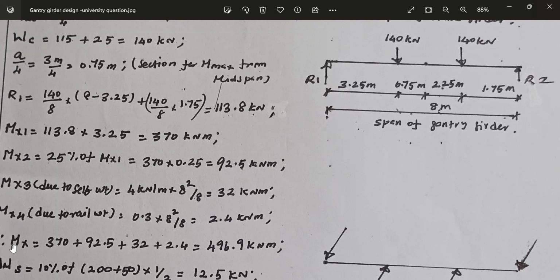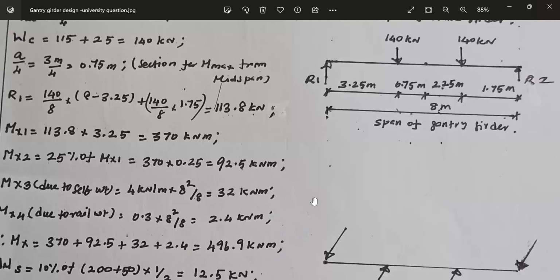Now, what is the total bending moment? We have to add Mx1, Mx2, Mx3, Mx4. Due to weight lifted and crab, it is this much. Due to impact effect, it is this much. Due to gantry girder self weight, it is this much. Due to weight of rails, it is this much. Add all of them: 370, 92.5, 32.4, it is 496.9 kilonewton meter. This is the vertical bending moment caused on the gantry girder.